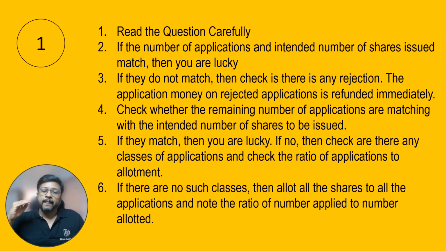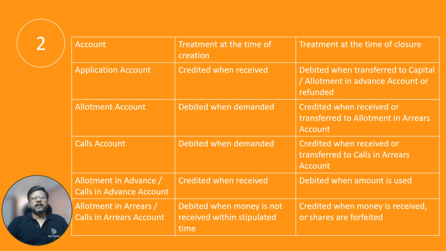So if there are no classes, then number of applications and number of allotment is going to be the ratio for the purpose of allotment. This is to be kept in mind. Next one, now certain accounts. This is a very important tip. I want you to remember this table if possible. Write it down or maybe listen to it again and again or repeat it again and again.